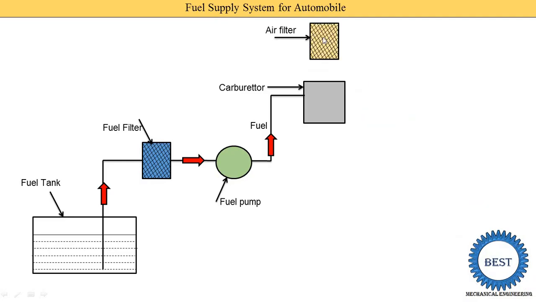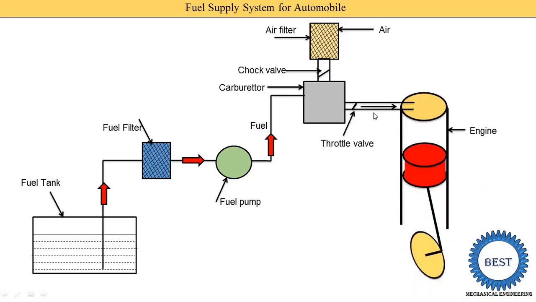Here the air filter is provided. In the air filter, air is input. The air filter removes the dust particles from the air, and this air is further supplied to the carburetor, and the amount of air is controlled using the choke valve. In a carburetor we supply two things, one is the petrol and the second is the air, and this mixture of air and petrol is supplied to the engine. The amount of the mixture, meaning the amount of the charge, is controlled by the throttle valve.